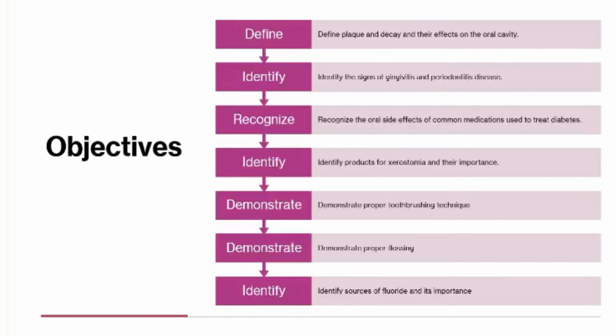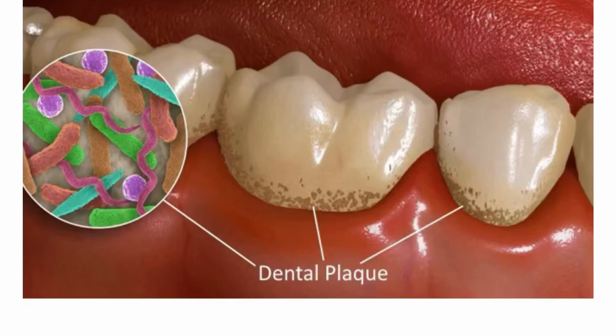The objectives covered in this presentation will define plaque and decay and their effects to the oral cavity, identify the signs of gingivitis and periodontal disease, recognize the oral side effects of common medications used to treat diabetes, identify products that help treat dry mouth and their importance, demonstrate proper toothbrushing technique, demonstrate proper flossing, and identify sources of fluoride and their importance. Let's begin by talking about plaque.